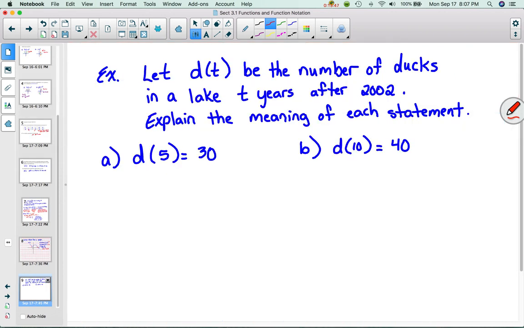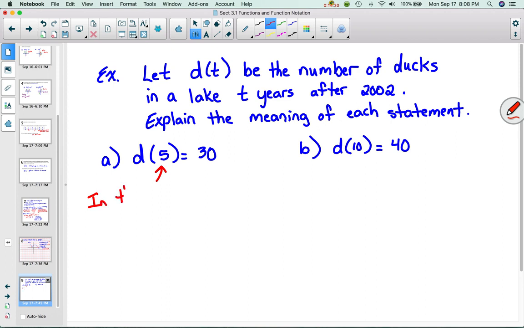And our last one here, here's an example. Let d of t be the number of ducks in a lake t years after 2002. Explain the meaning of each statement. So just trying to understand what this sentence would mean. So the t, remember, represents the number of years, and the d of t represents the number of ducks. So this 5 here is representing 5 years after 2002. So that would be the year 2007.